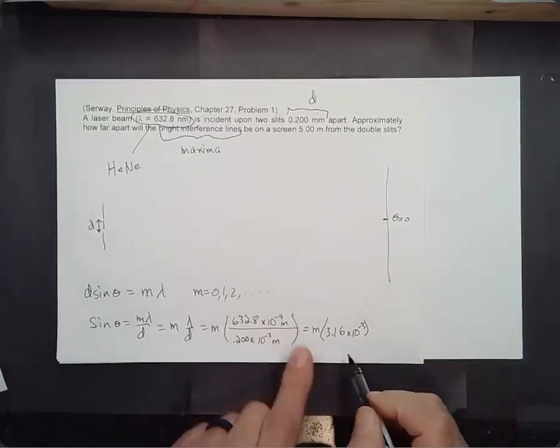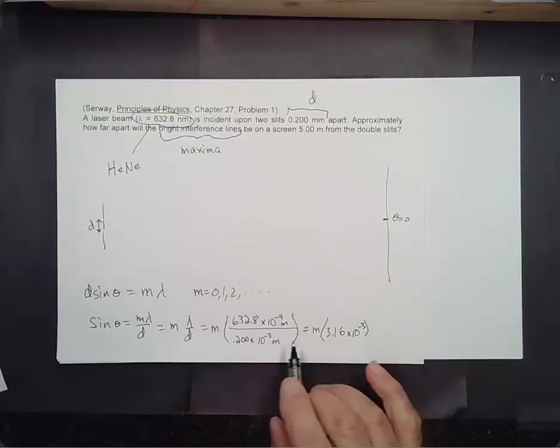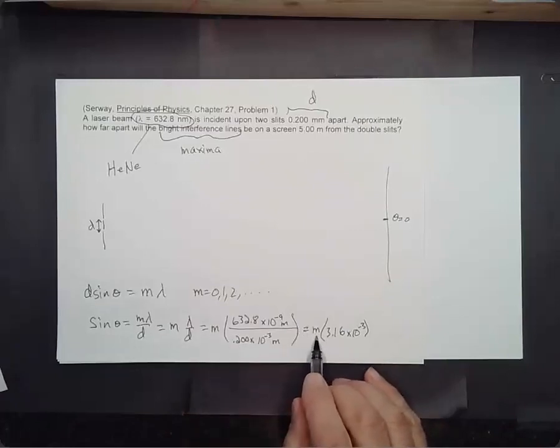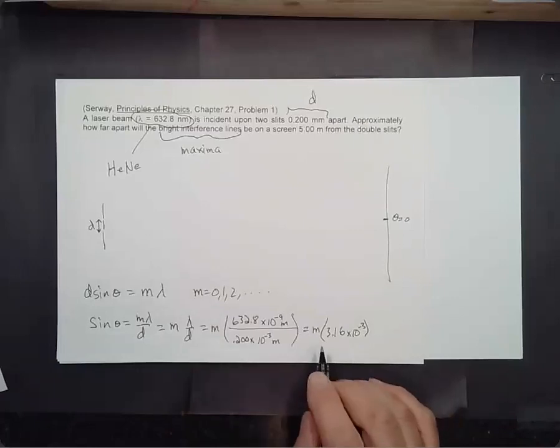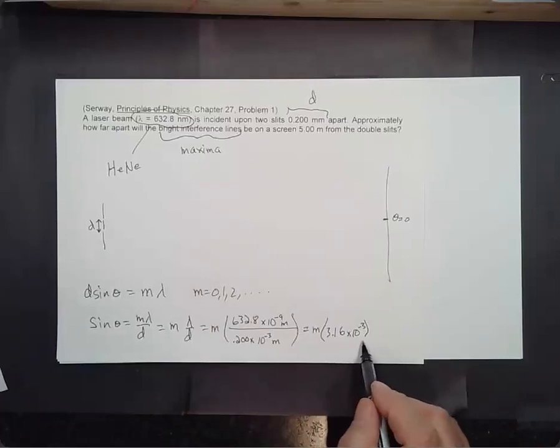And remember, m is 0, 1, 2, dot, dot, dot. So the central maximum is going to happen when m is equal to 0. And if you multiply anything by 0, you get 0. But I'll get these multiples of 3.16 times 10 to the minus third.